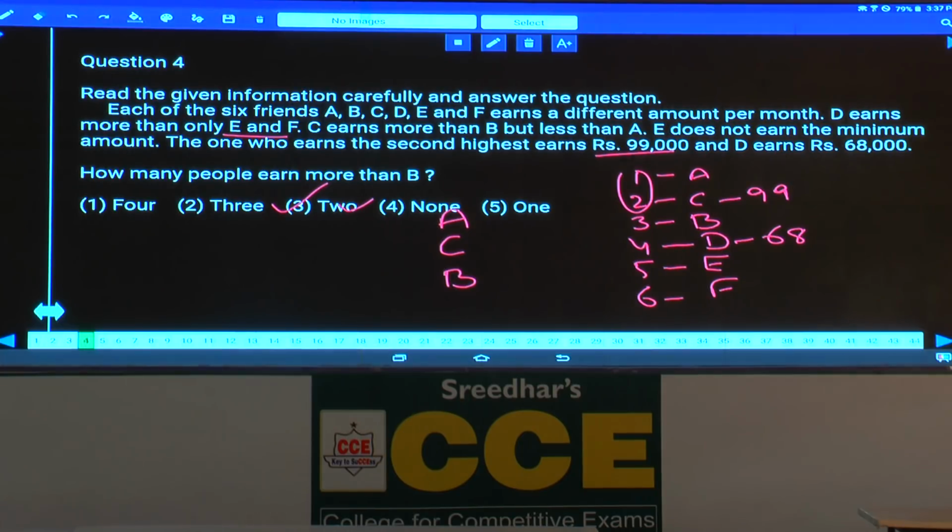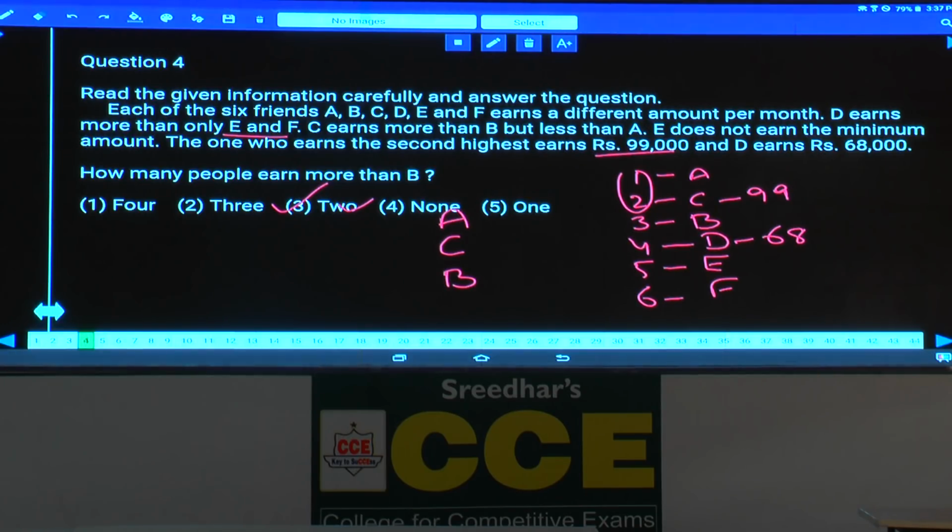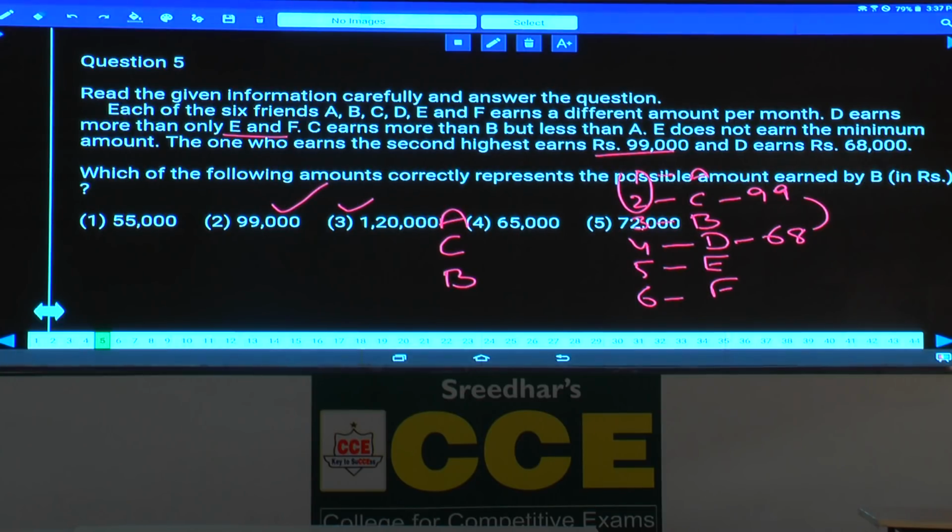Then question number 5, which of the following amounts correctly represent the possible amount earned by B? Possible amount earned by B means in between 68 and 99. In between 68 and 99, what is the element here? What is the choice? Only between 68 and 99, 72,000. This is the only possible answer. Choice 5. Hence question numbers 3 to 5, the choices are 5, 3 and 5. Done with the first 5.